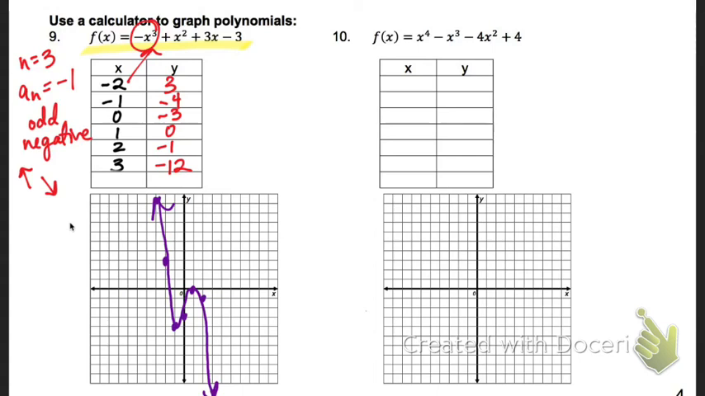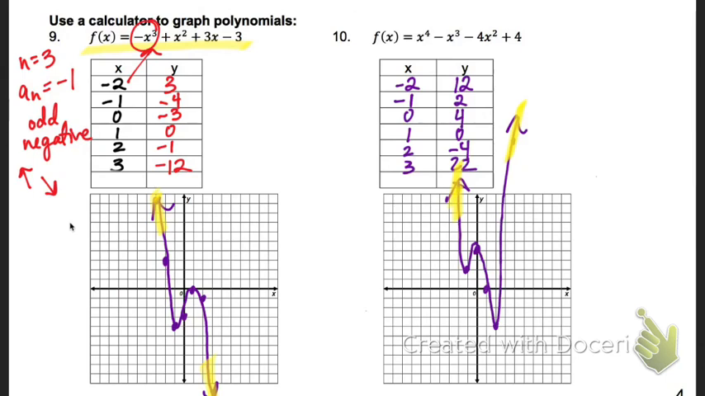So you can kind of see the reason why we're graphing this is just to show you how the end behavior works. So to the left, it's going up. To the right, it's going down. End behavior. We need to graph it too. Yeah, so plot your points whenever you're finished.